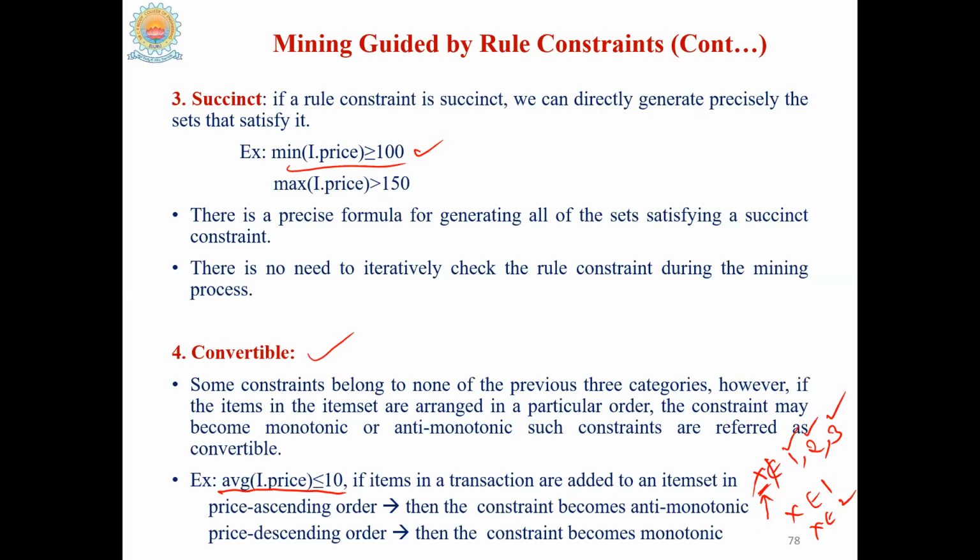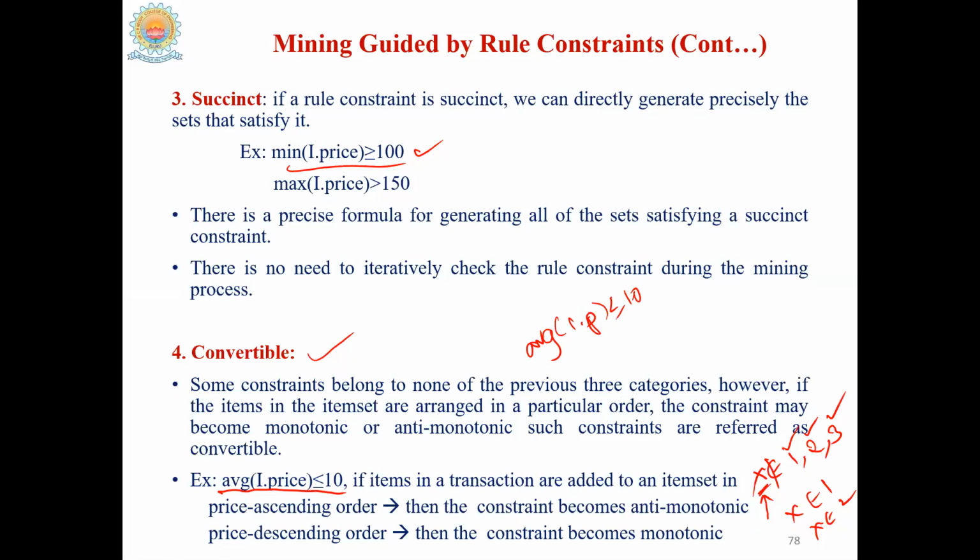Let us consider the example given here. The average of item price should be less than or equal to 10. For example, consider the case.